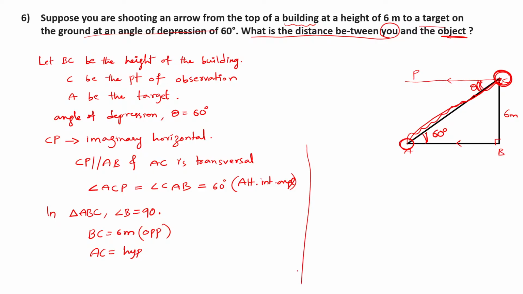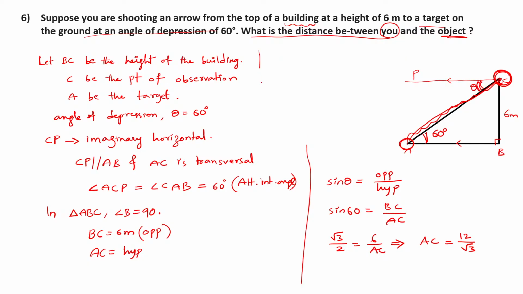Okay. What ratio do we have? Opposite side and hypotenuse is nothing but sine theta. Sine theta is equal to opposite side by hypotenuse. Sine 60 degrees is equal to opposite side BC by hypotenuse AC. Sine 60 is root 3 by 2. BC is 6 and AC is nothing but AC. Now with simple transposition, you get AC equal to 12 by root 3.